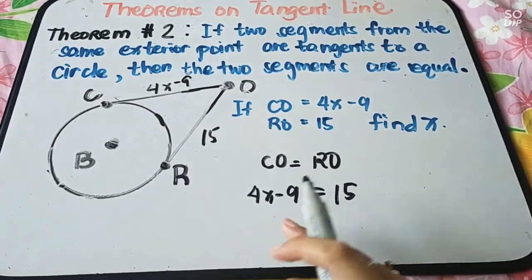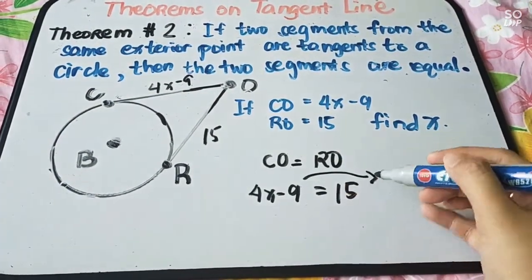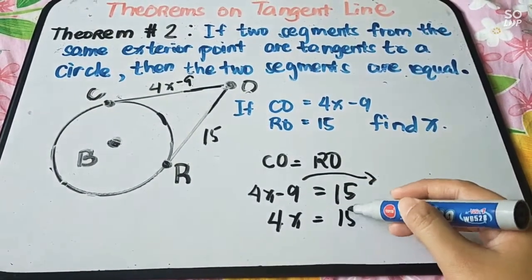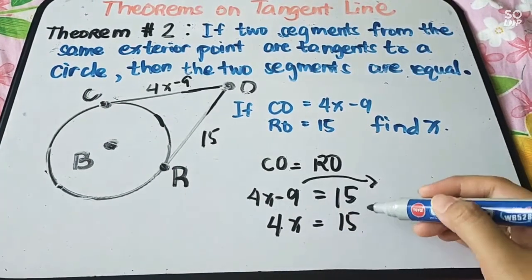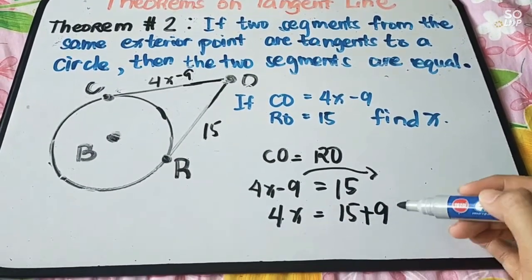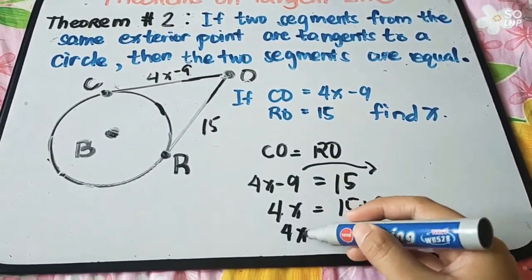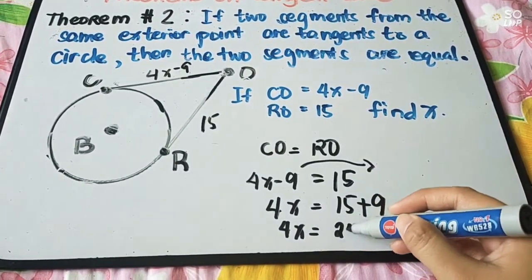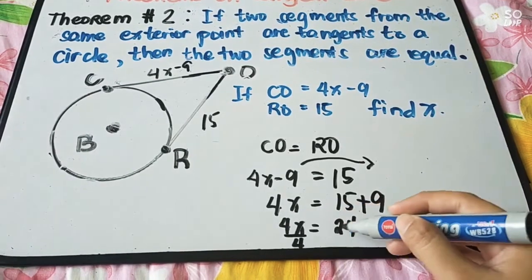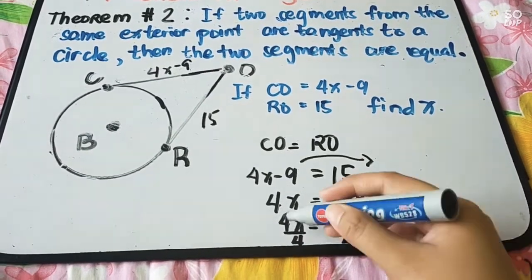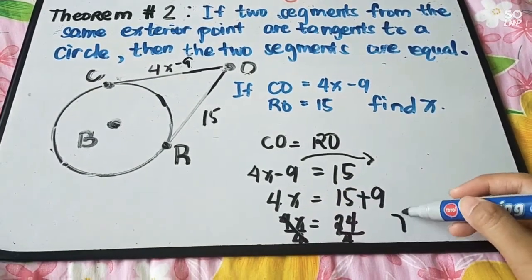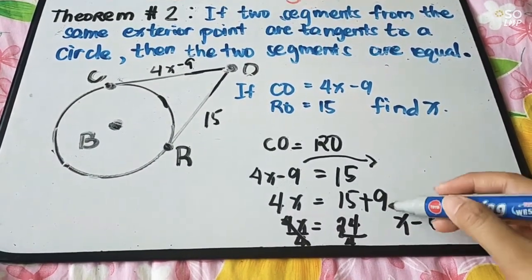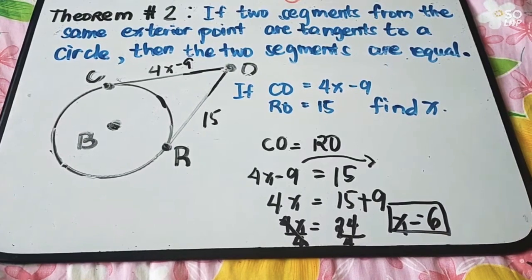How do we solve for x? Just transpose the 9 to the other side. We have 4x equals 15. Negative becomes positive, so we have plus 9 here. Then, we have 4x equals 15 plus 9, which is 24. Then, divide both sides by 4. Cancel 4 here, it leaves x. Then, 24 divided by 4, the answer is 6. This is now your x.